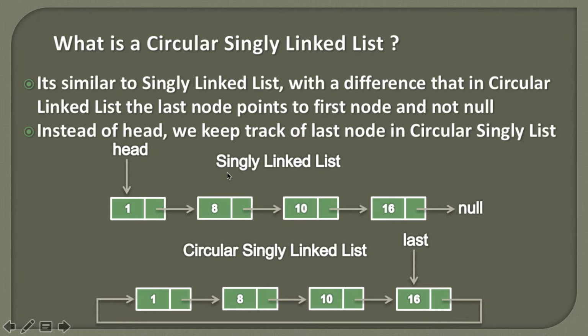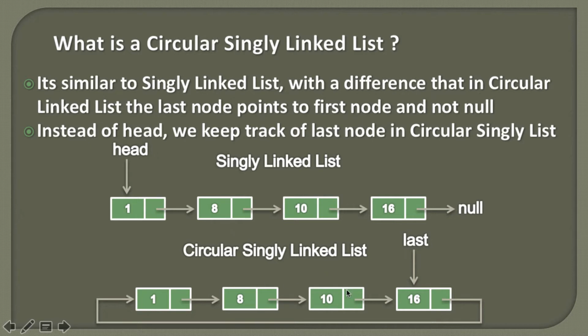So structure-wise, a circular singly linked list is very much similar to a singly linked list. Here you can see in a singly linked list we have these nodes which form a chain, and we keep a head node which points to the first node, and the last node's next points to null. So the only difference between a singly linked list and a circular singly linked list is that in a circular singly linked list the last node points to the first node and not null.